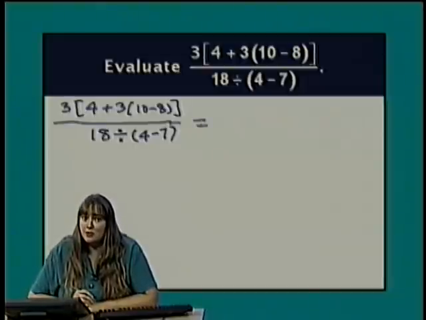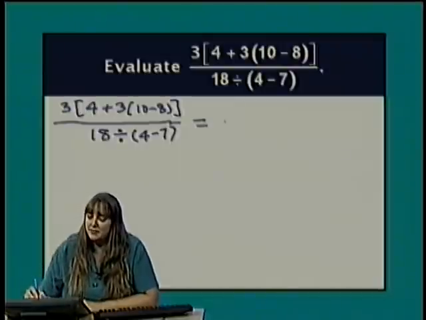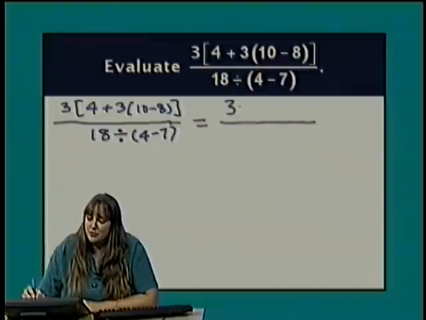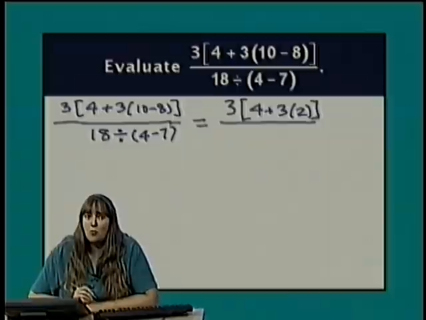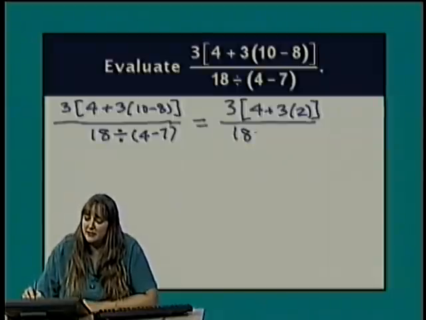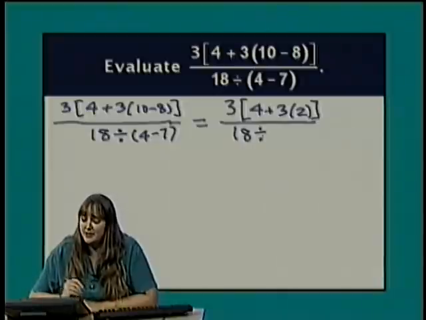So we want to work with the numerator and denominator separately using the order of operations. In the numerator I have nested grouping symbols, so I need to start with those parentheses, and I'm going to subtract 8 from 10. So I have 3 times the quantity 4 plus 3 times 2, which is 10 minus 8. And I just have one set of grouping symbols that I need to start with in the denominator. So I have 18 divided by 4 minus 7 is negative 3.